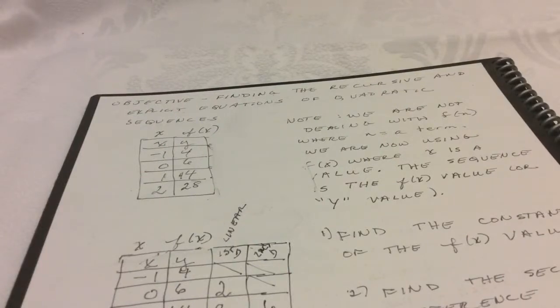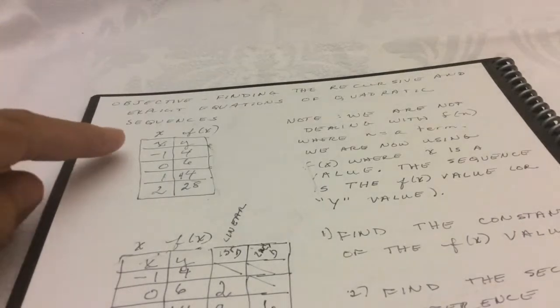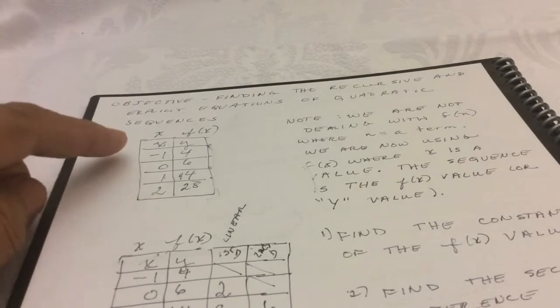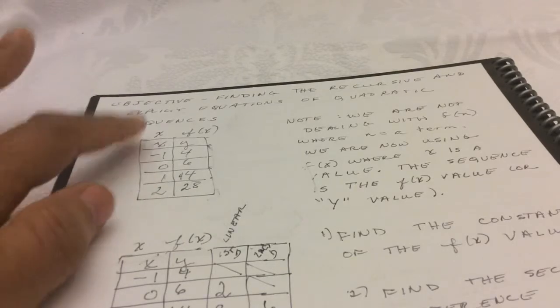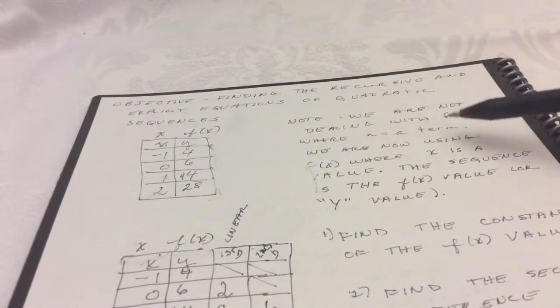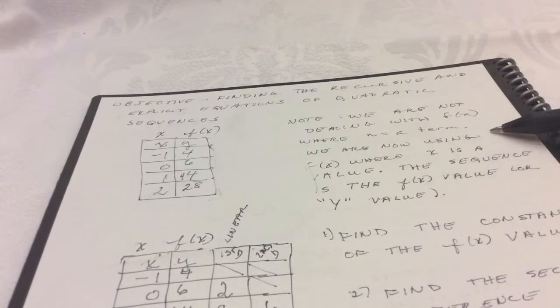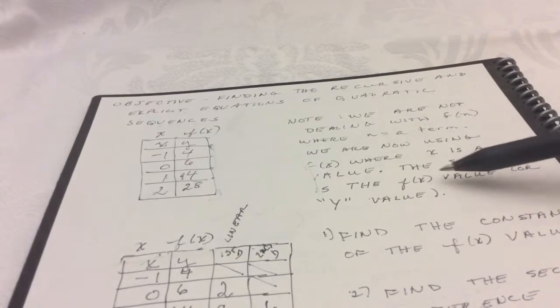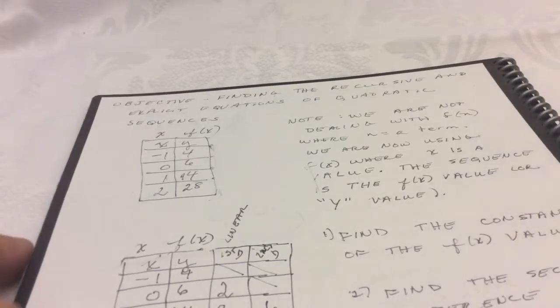Now we're going to find the recursive and explicit equations of quadratic sequences. Please take a look at this table to my left. Here we have x and f of x. I want you to notice that we are not dealing with f of n where n equals a term. We're now using f of x where x is a value. And the sequence is going to be for the f of x value or the y value.